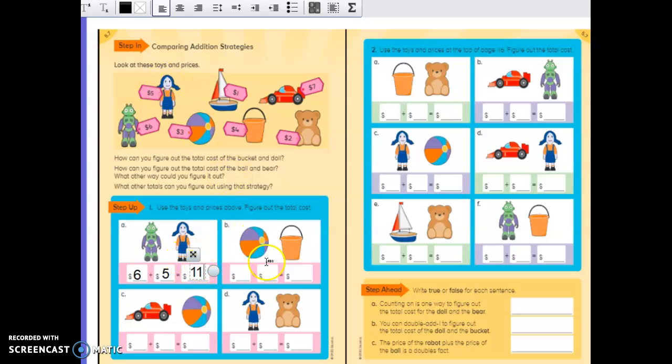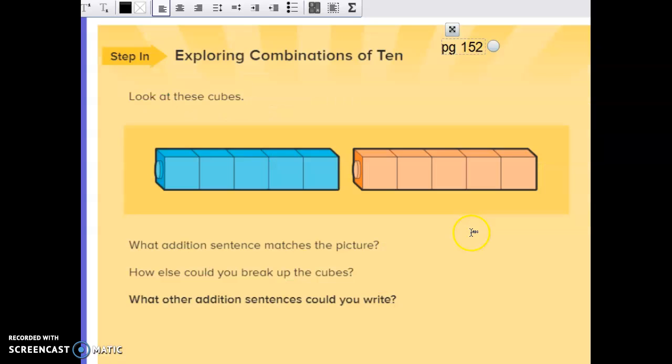Okay, so you're just going to write down, I recommend writing all of the totals down and then coming back. So the ball is 3, the bucket is 4. The car is 7, the ball is 3. I recommend writing down all of your numbers and then finding the total. It'll make it a little bit easier, I think. Let's take a look at the next page. I'm going to skip a few pages.